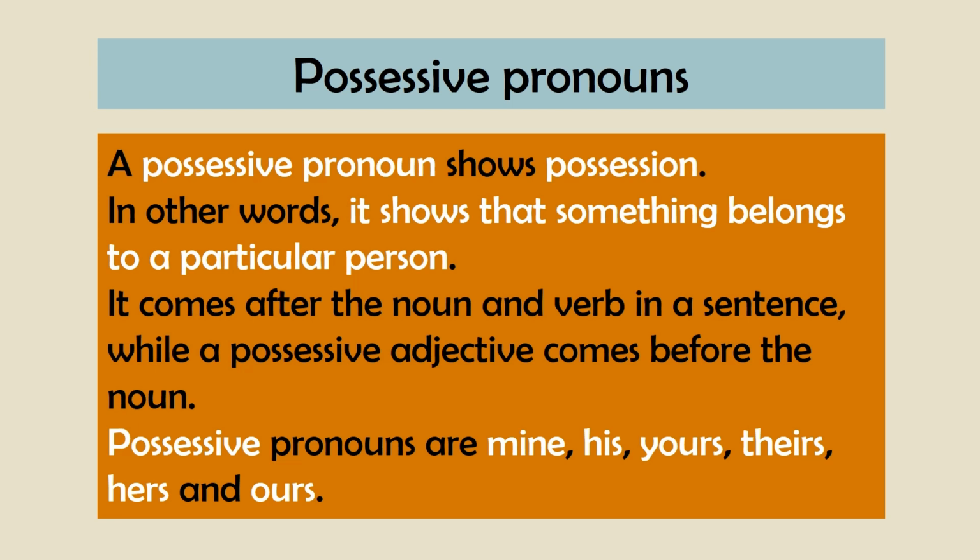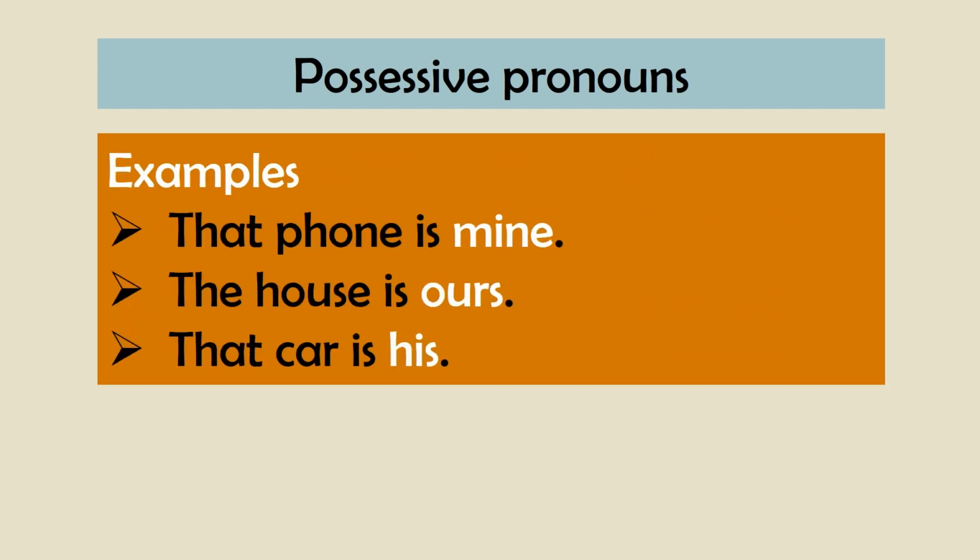In other words, it shows that something belongs to a particular person. It comes after the noun and verb in a sentence, while a possessive adjective comes before the noun. Possessive pronouns are mine, his, yours, theirs, hers, and ours. Examples: that phone is mine. The house is ours. That car is his.